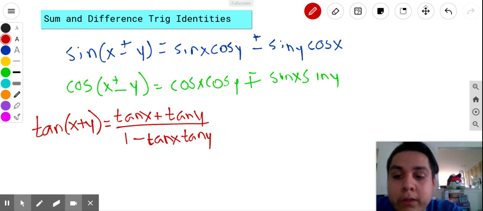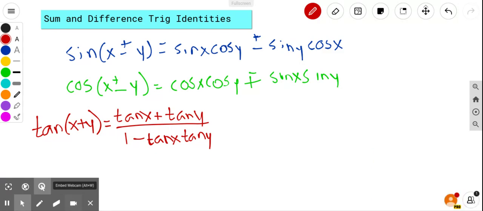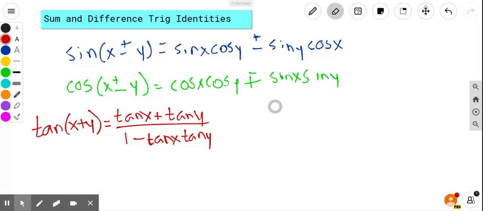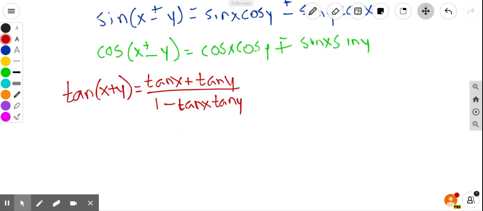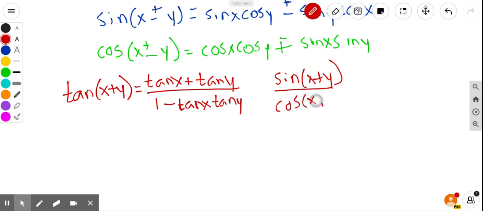The way I'm going to start this proof off is by trying to manipulate the left side of the equation. Because I know that tangent can be thought of as a quotient of sine over cosine, I can express this as sine of x plus y divided by cosine of x plus y. So that's what I have on the left side.